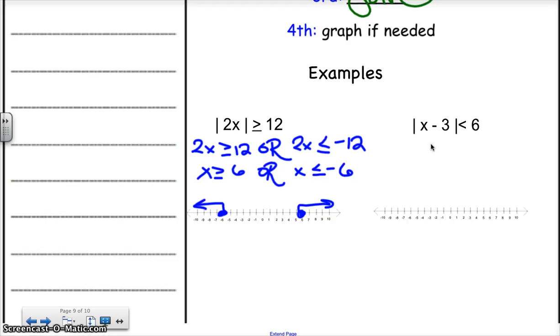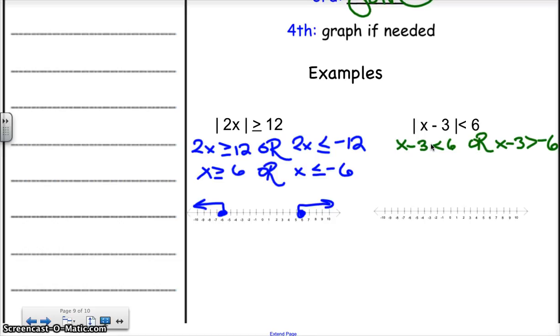This next one, I have the absolute value sign alone, so I can create my cases right away. I create my positive and my negative case. So I say x minus 3 is less than 6. Or, everybody's writing this down, x minus 3, it's my negative case, I'm going to MD and F it, is bigger than negative 6. My positive case, the inequality stays the same. My negative case, I MD and F it. I flip that inequality.